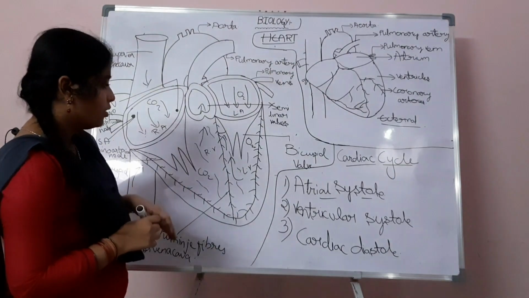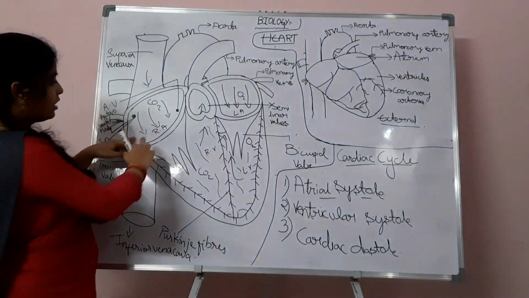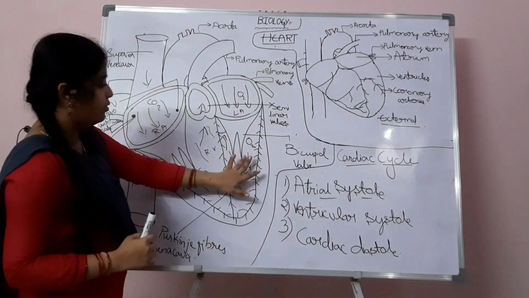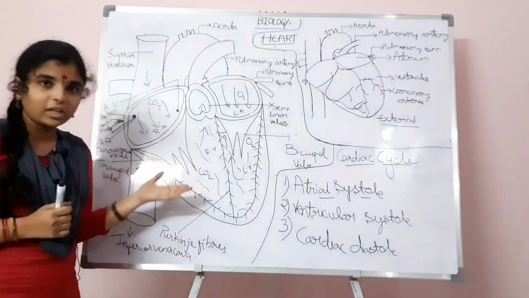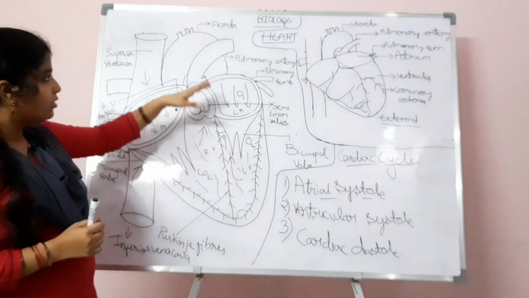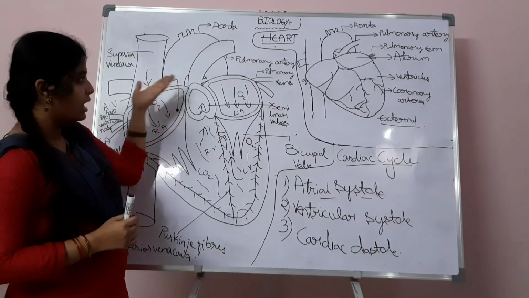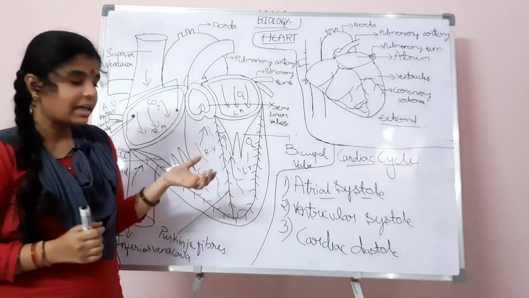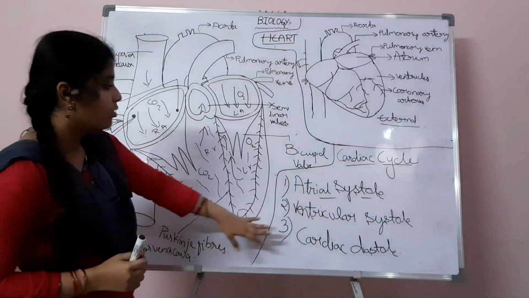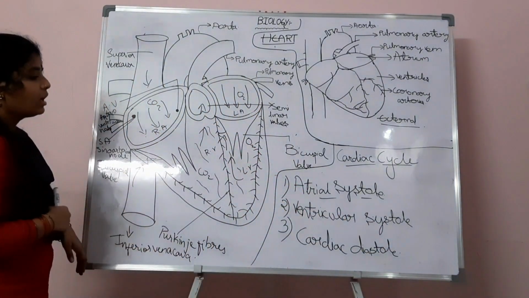Now coming to ventricular systole. Here, when the right atria and left atria release the blood into the right ventricle and left ventricle, how the contractions take place, how the blood is released into the pulmonary artery, the opening of the pulmonary valves, and how the pulmonary valves close, how the contractions take place in the right ventricle and left ventricle is known as ventricular systole. Now coming to cardiac diastole.